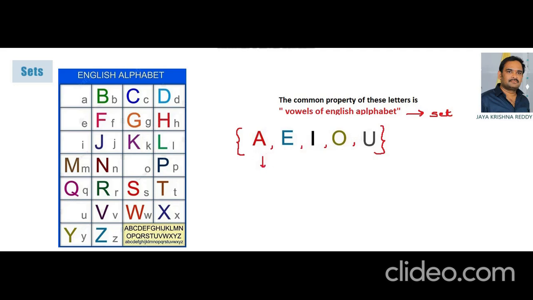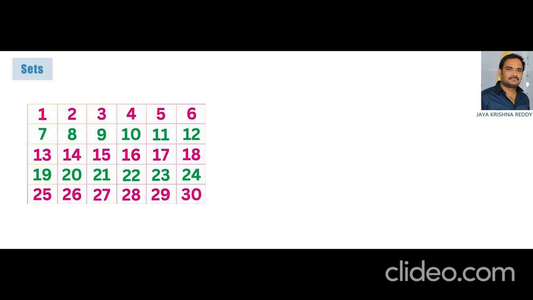Each letter in this set is called an element. How many elements are there in this set? A, E, I, O, U. Total 5 elements are there in this set. Let us see one more example.